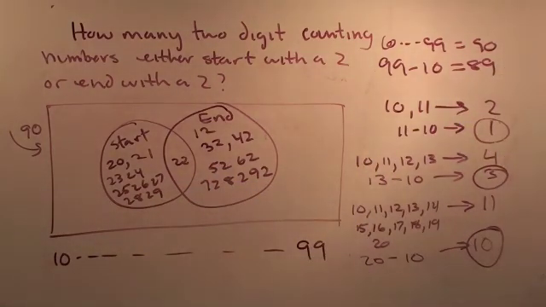How many numbers are there? It's 8. Are you sure? Go count them. No, there's 9, because you're including 22. Okay.